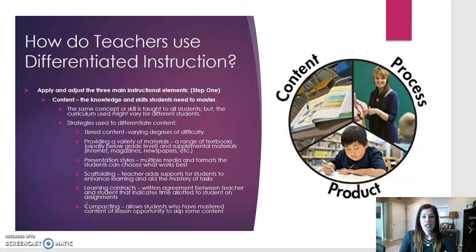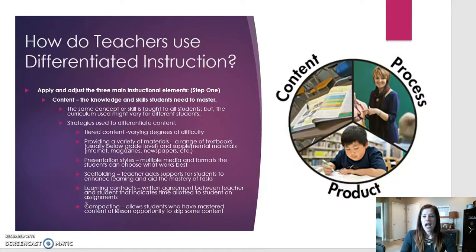Some strategies that teachers could implement for differentiated content include tiered content. This is varying degrees of difficulty. Providing a variety of resources. This provides a wide range of textbooks, usually a grade or two below grade level, and other supplemental materials such as internet access, magazines, newspapers. Presentation styles. This is multiple media and formats that students can choose what works best for them.